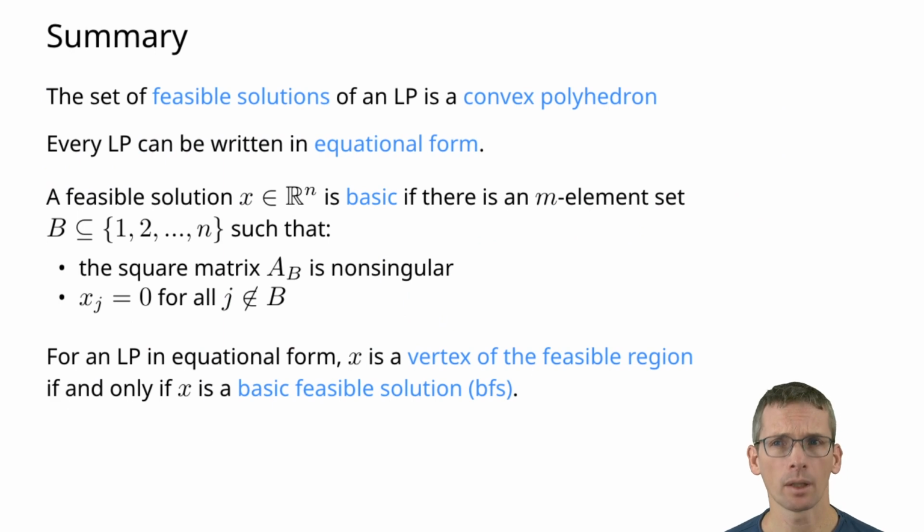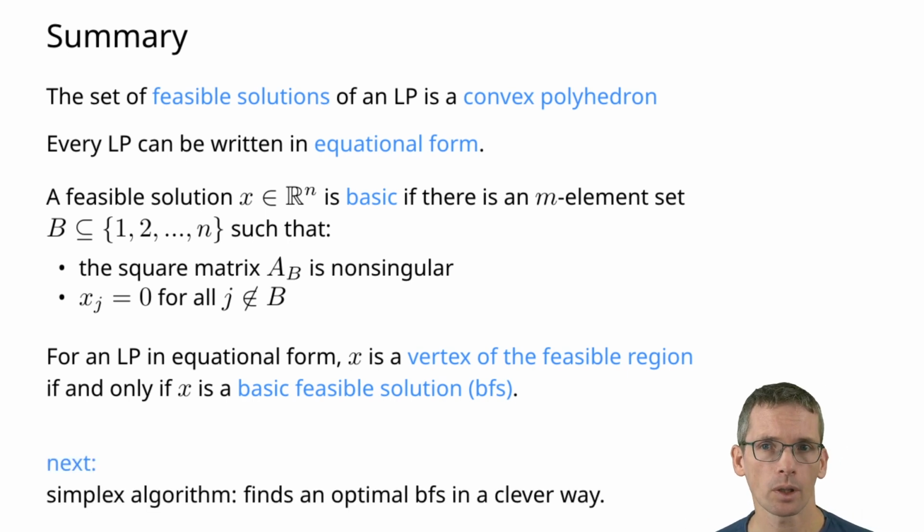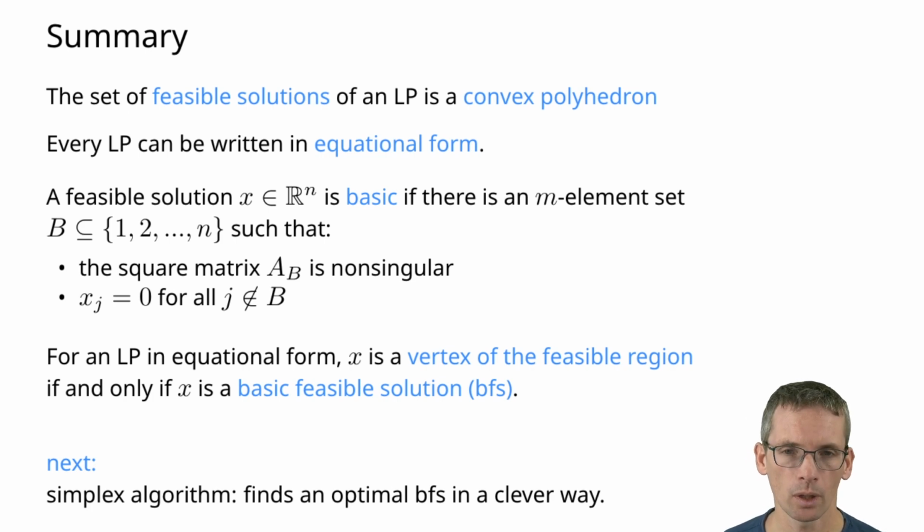So what have we seen? We've seen that the set of feasible solutions to our LP is a convex polyhedron. We've seen how to write LPs in equational form. Then we had this concept of basic feasible solutions, which we looked at extensively, and then finally observed that the vertices of a polyhedron exactly correspond to those basic feasible solutions. And with all of this in place, next we're going to take a look at the simplex algorithm, which makes use of basic feasible solutions and finds the optimal basic feasible solution in a clever way.